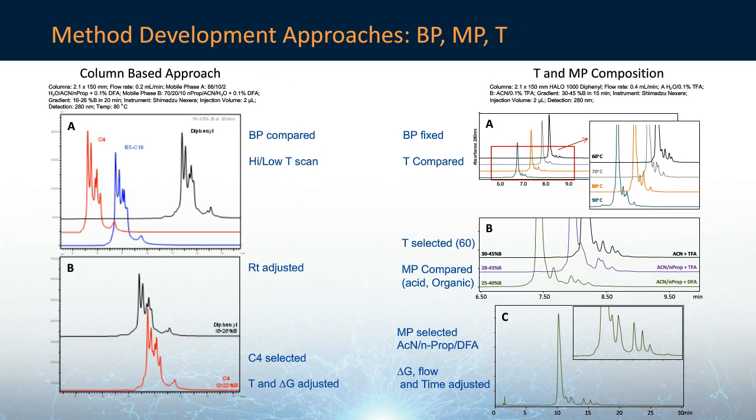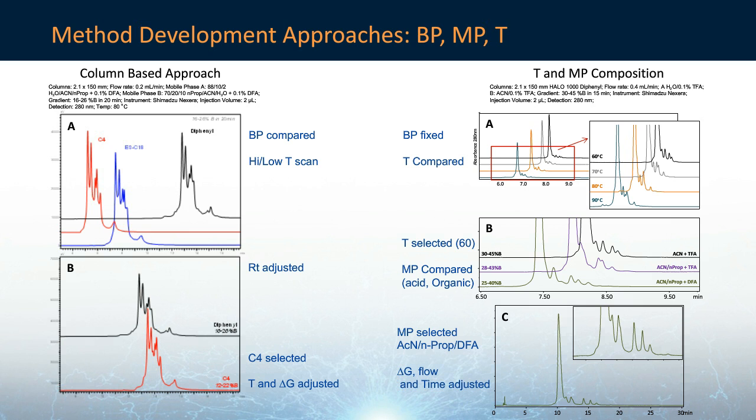So one development approach, now that we've been able to look at the acid modifier options and temperature effects, is to figure out how we can optimize based on the bonded phase options that we have, and all of these parameters. Two approaches are presented here. On the left is a column-based approach, and on the right is another approach using temperature and mobile phase composition. So I'll start on the left.